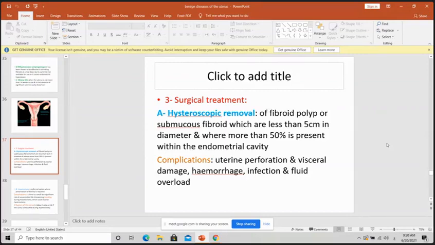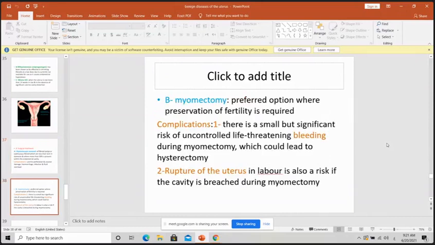Or it might lead to excessive bleeding, meaning hemorrhage during the procedure. Or it might lead to an infection later on as well, or fluid overload. As you know, the fluid is used to distend the uterine cavity during the procedure, so that we can do the therapeutic excision of the fibroids.